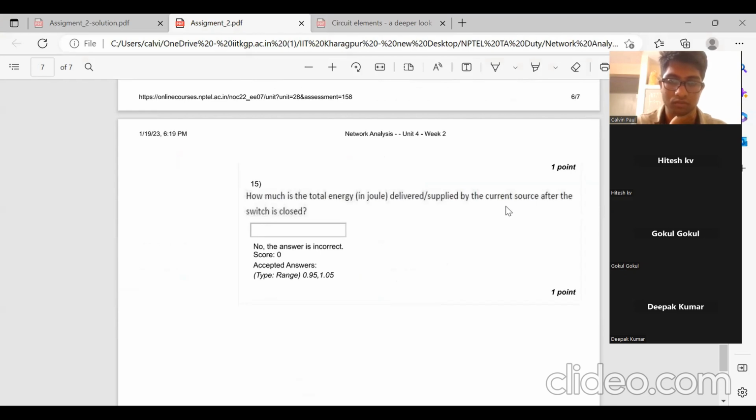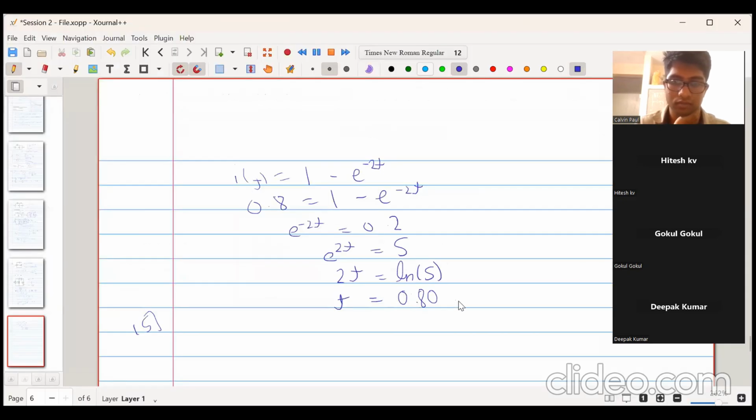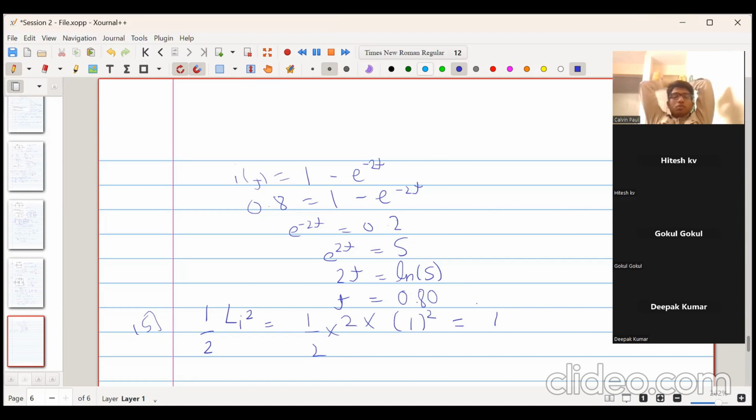1 by 2 L i square. So what will you get there? What is I? 1, sir. 0.8. No, it will be 1, the steady state value. So it will be 1 joule. The energy will be 1 joule.